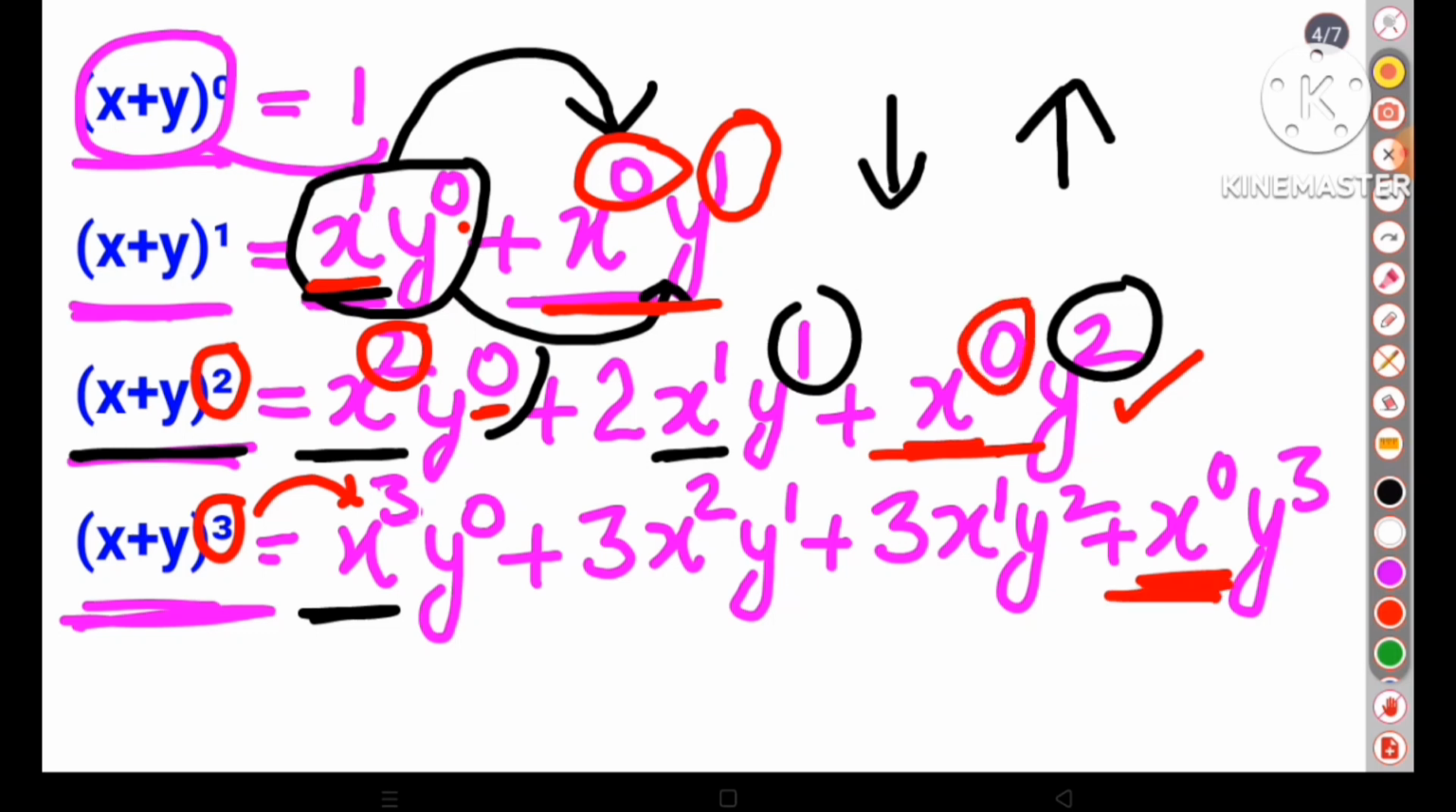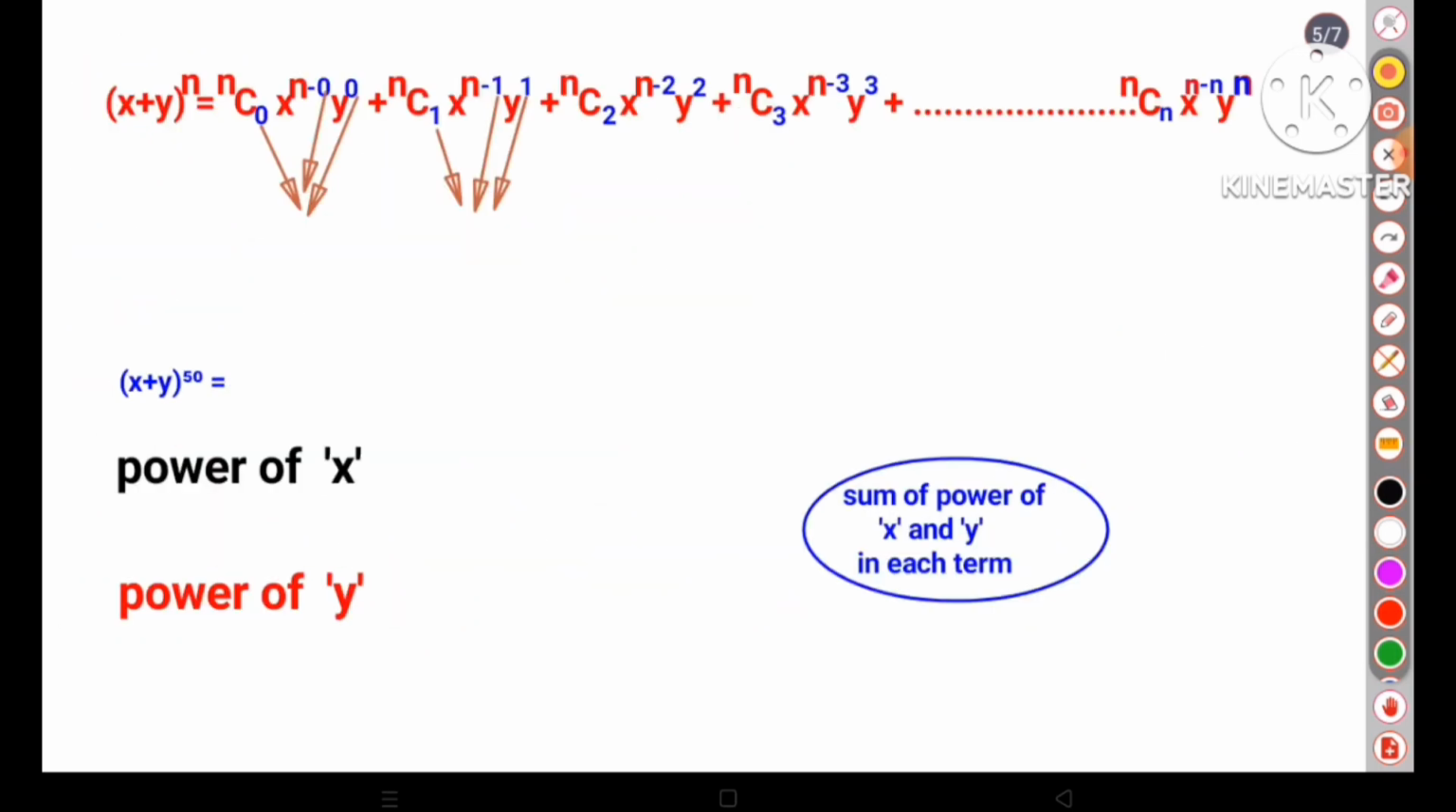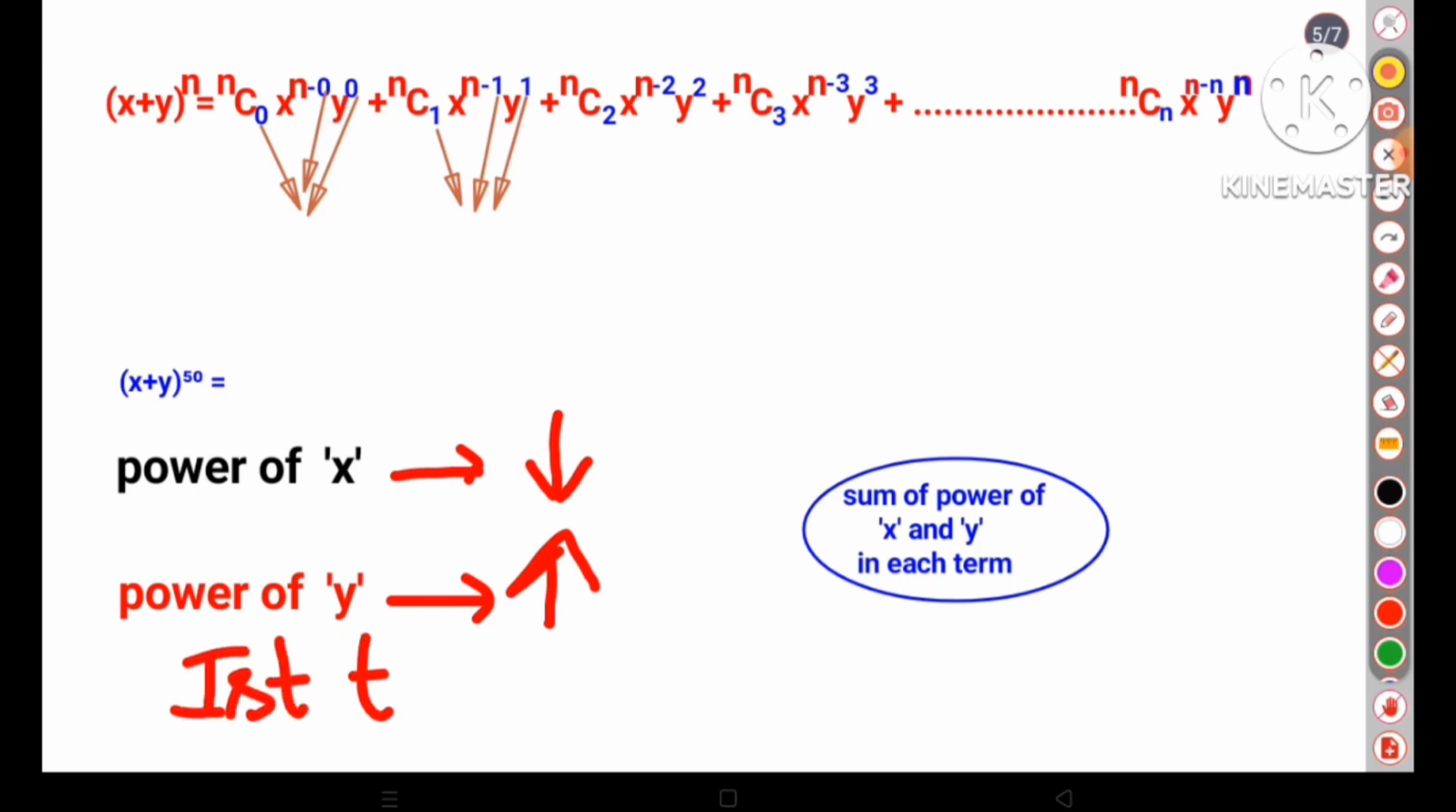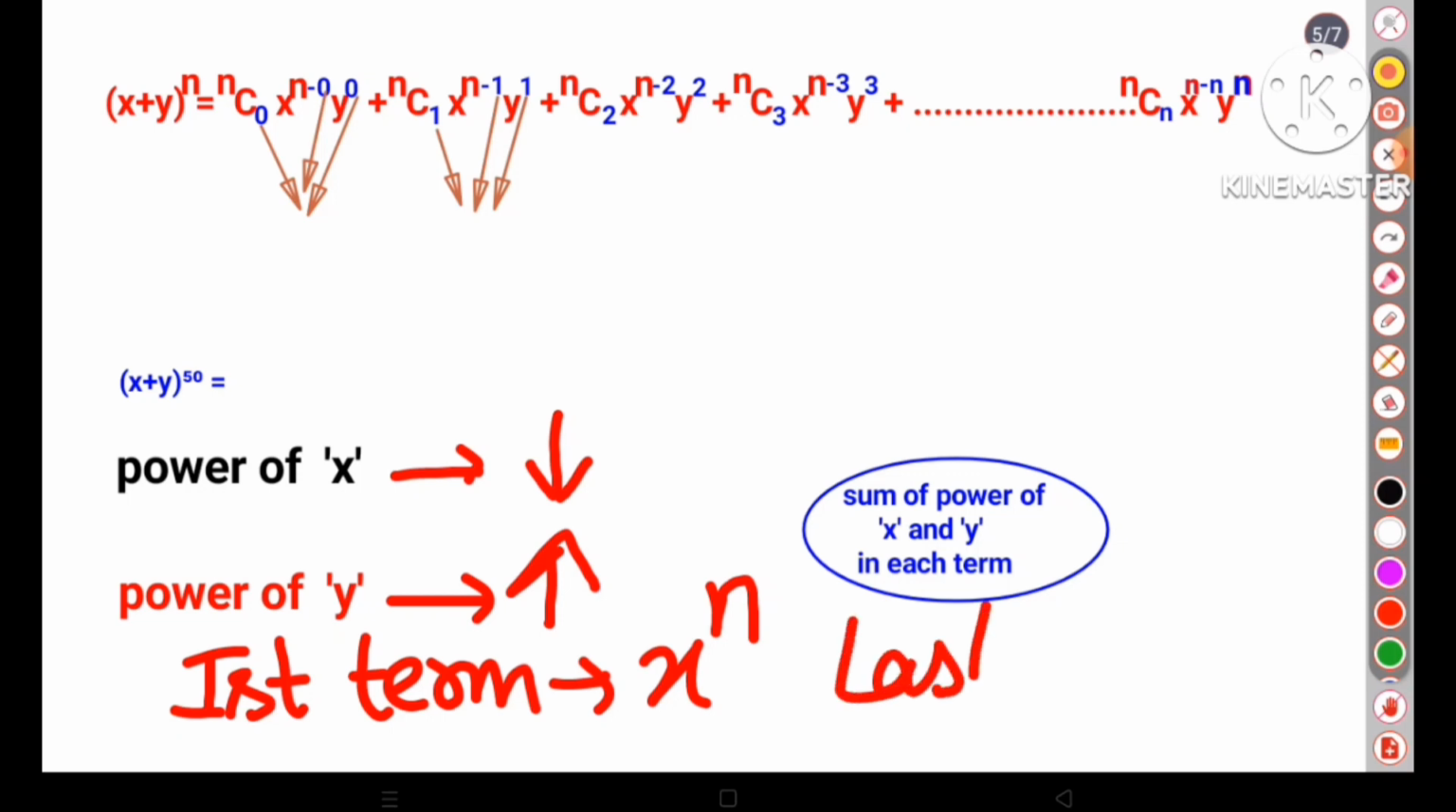So here are two things we should observe from these expressions. When we move from left to right, the power of x decreases but the power of y increases. And in the first term of each expression, x has all the power of the expression, and in the last term, y has all the power of the expression.